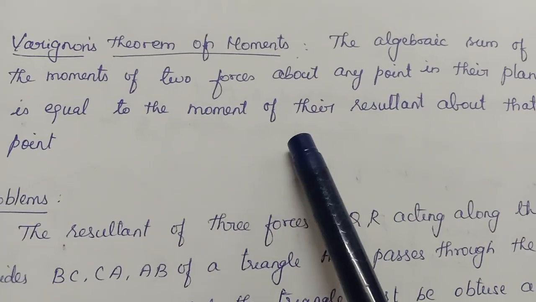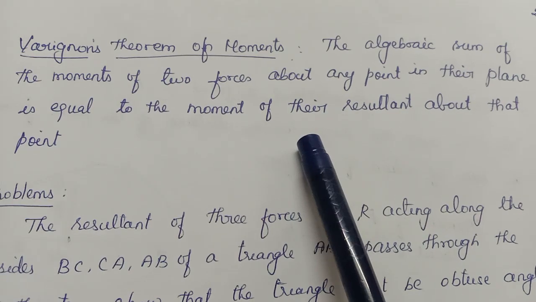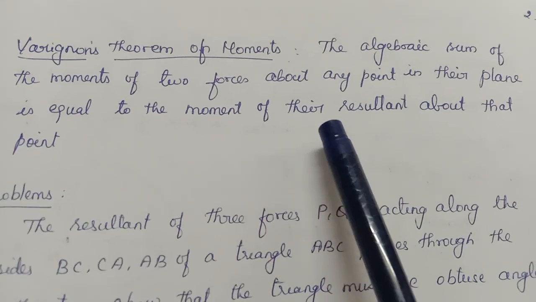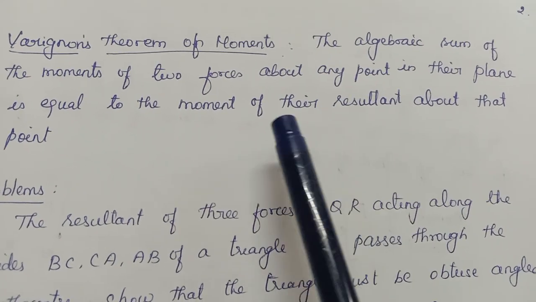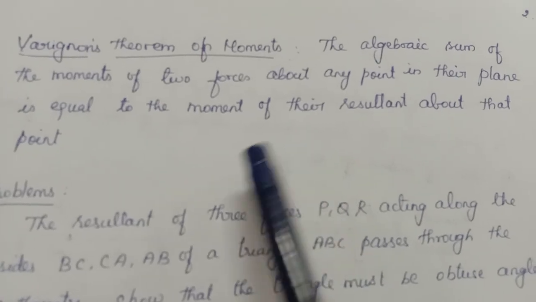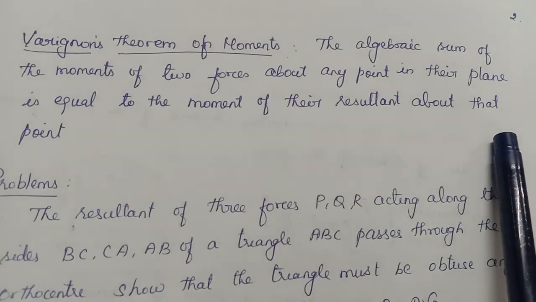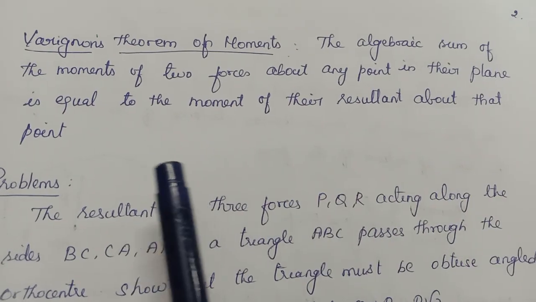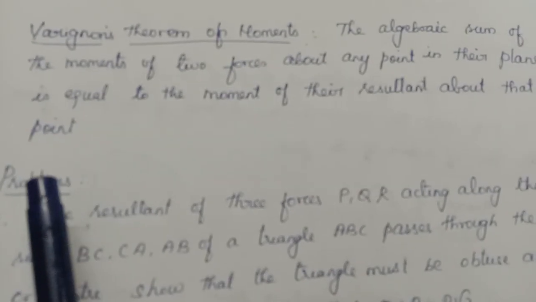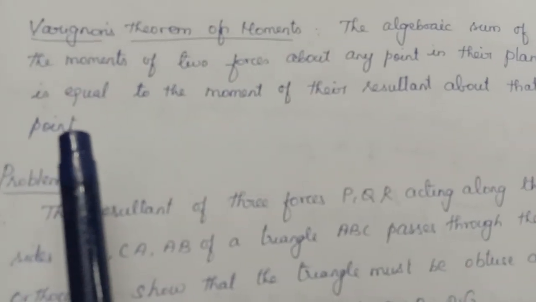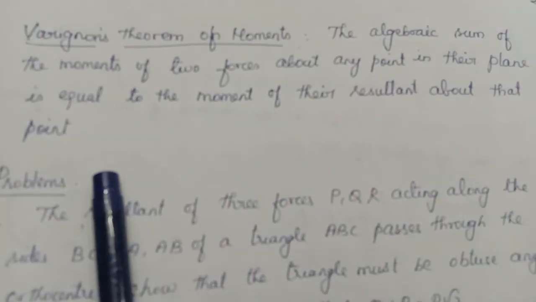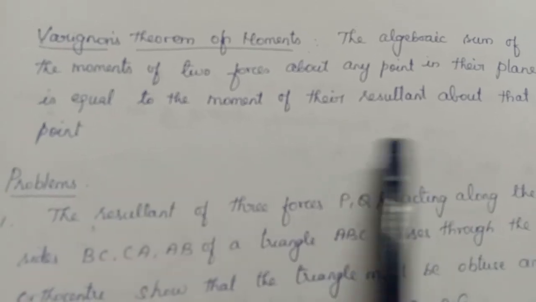Here the statement of this theorem is, suppose we have two forces acting at a point, then there will be a resultant. So on one side we have two forces, on the other side we have the resultant. Then you take the moment of the resultant about a particular point, and at the same time you take the algebraic sum of the moments of the two forces about the same point. Then the two will be equal.